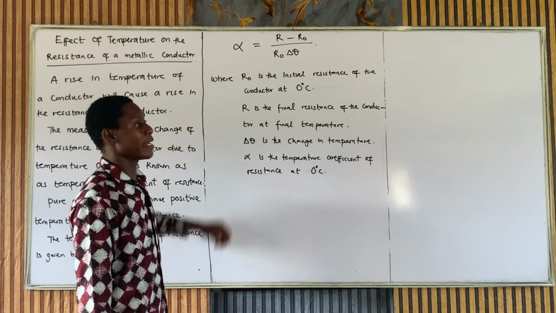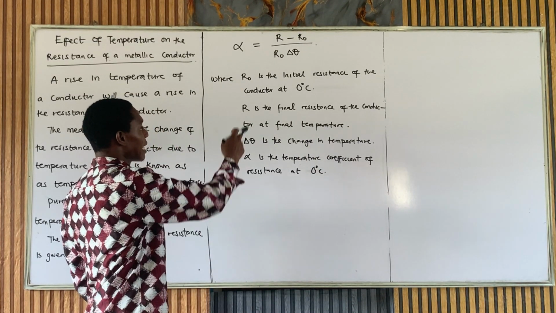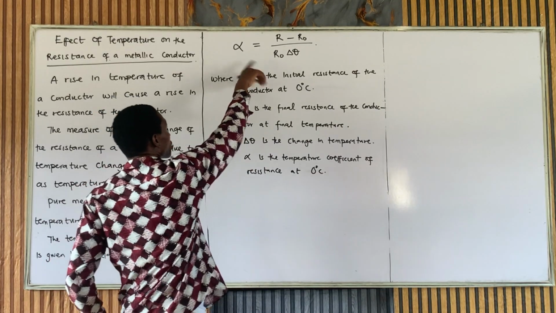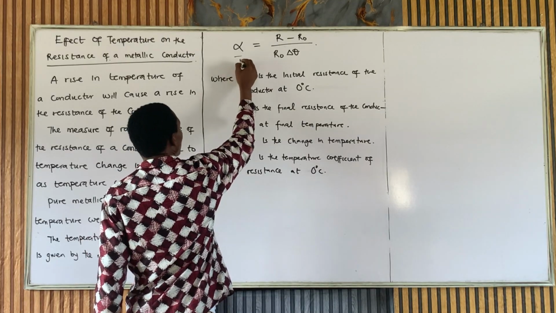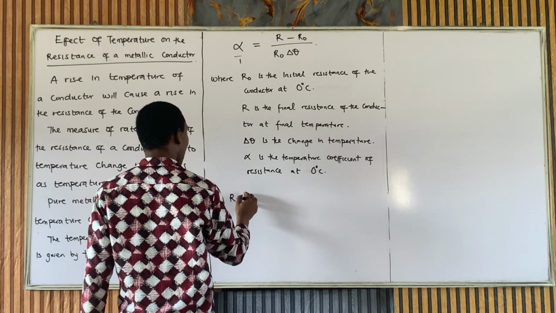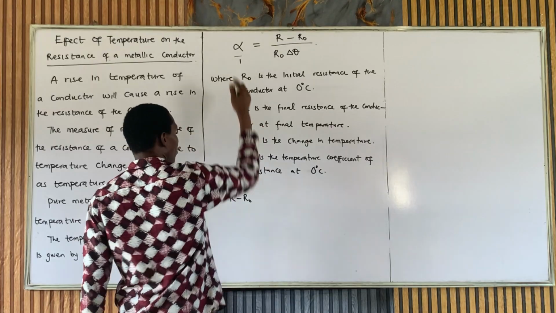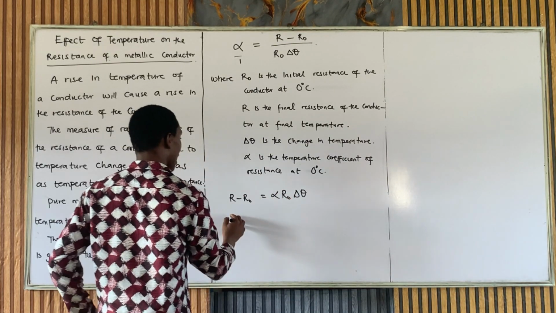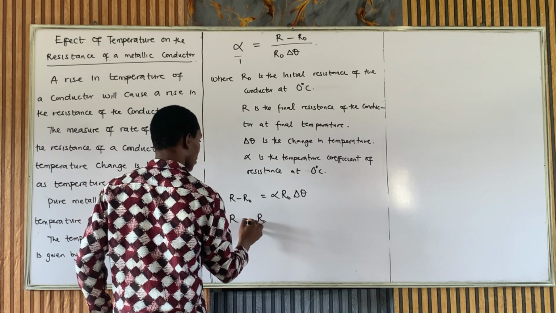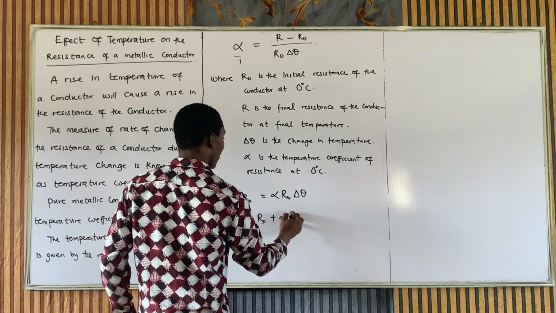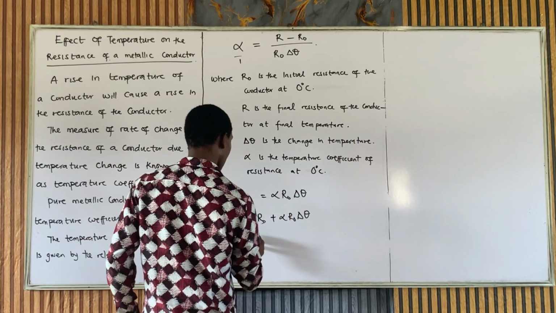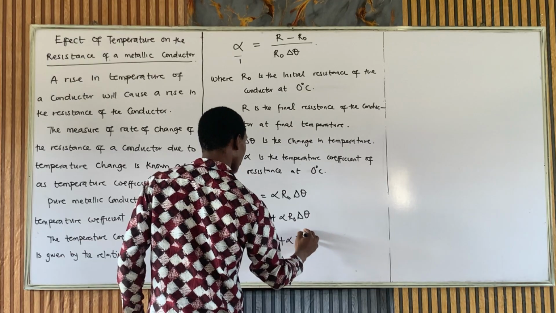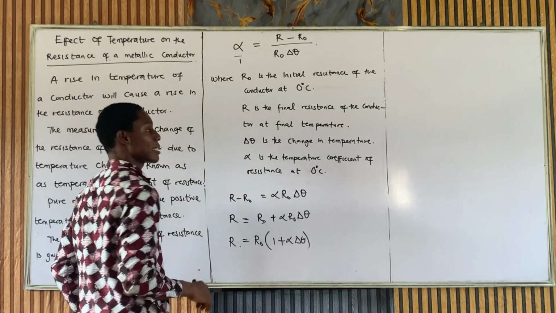So let's make the final resistance the subject of the formula here. That would mean if we cross multiply this, make this over 1, that will give us R minus R naught is equal to alpha R naught change in temperature. And R will be equal to R naught plus alpha R naught change in temperature. And if we factorize R naught here, this will give us R naught times (1 plus alpha change in temperature). So that's that about that.